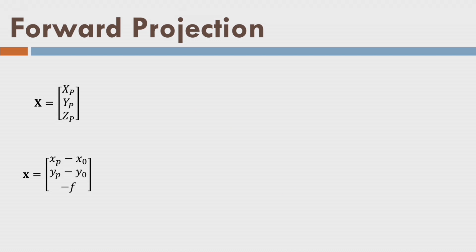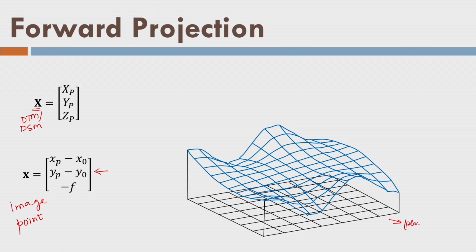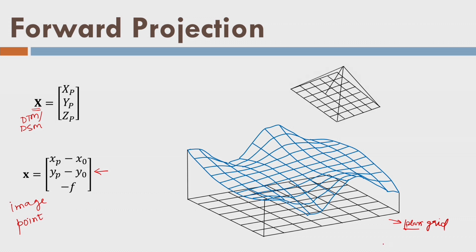First of all, learn what is forward projection. So let us say there is a point on the DTM or DSM and this is image. And I want to convert this image point into orthophoto map point or orthophoto map pixel. So let us see, this is a DEM, this is a plan grid. On the plan, I am drawing the grid here. It is image where this is point.